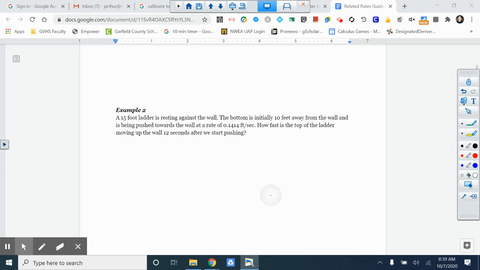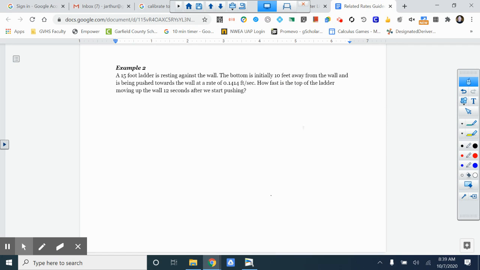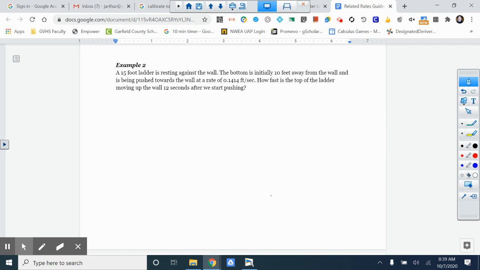So let's try example two here. On your own, and then we'll take our break. There is one of these on the test. It is a free response worth 3 points. It is a very straightforward problem. I just looked.